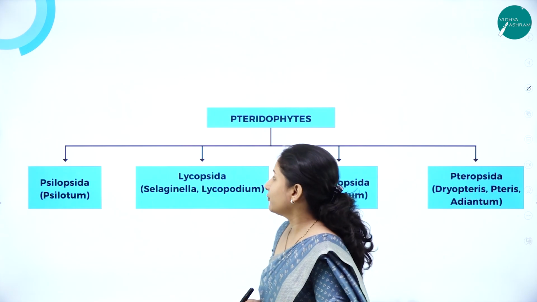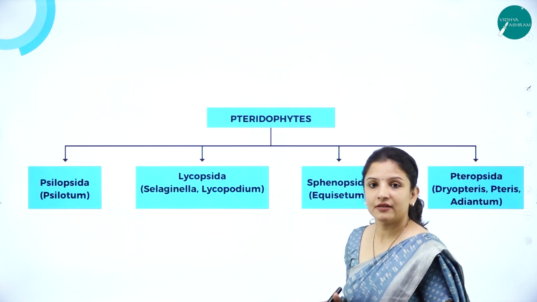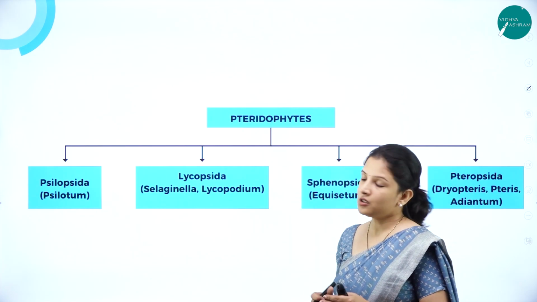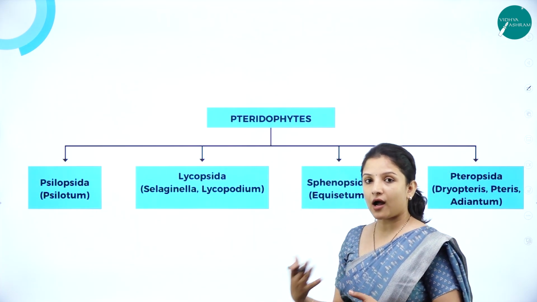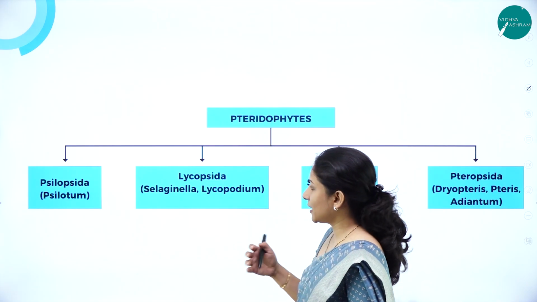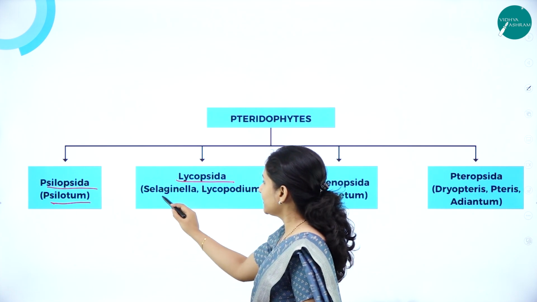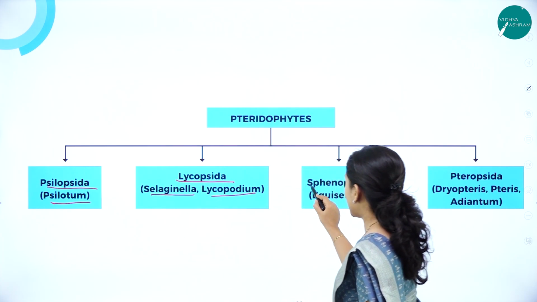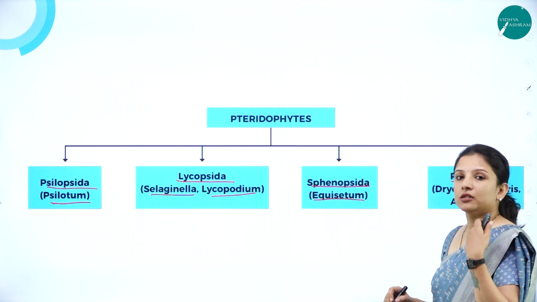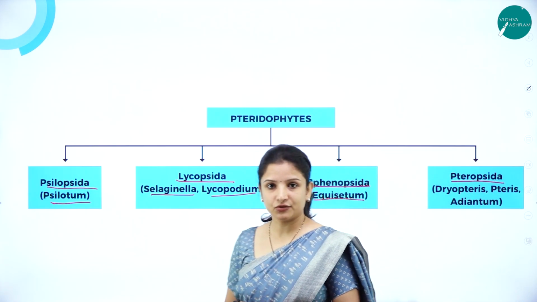So next, talking about some of the classes under pteridophytes. In your NCERT textbook, they have just given the classes and some examples. No characteristics have been given for these classes, unlike how we studied for algae and bryophytes. So for pteridophytes, we need to know only what the classes are. There are 4 classes: Psilopsida, for example, Psilotum. Then comes Lycopsida, that is Selaginella and Lycopodium. Then we have Sphenopsida, for example, Equisetum. Then Pteropsida, that is Dryopteris, Pteris, Adiantum, all that comes under Pteropsida. So these are the 4 classes of pteridophytes.